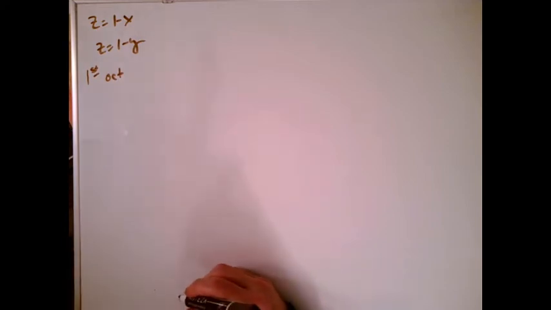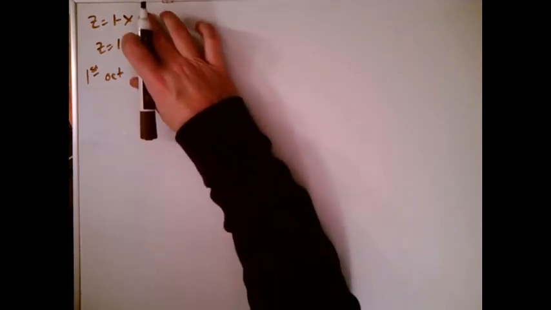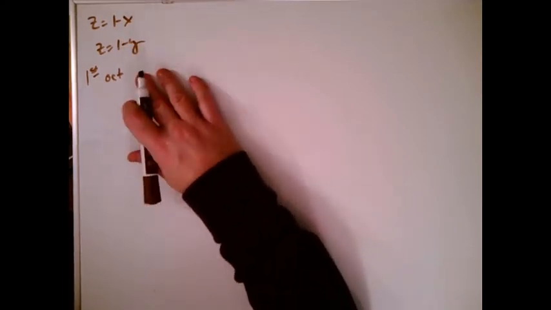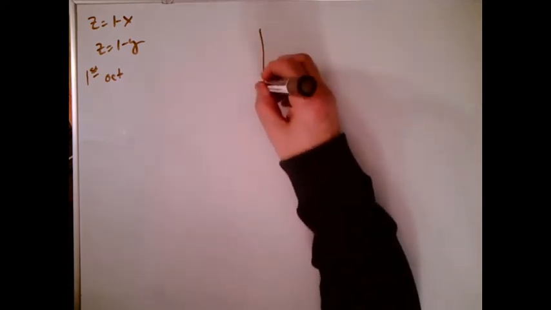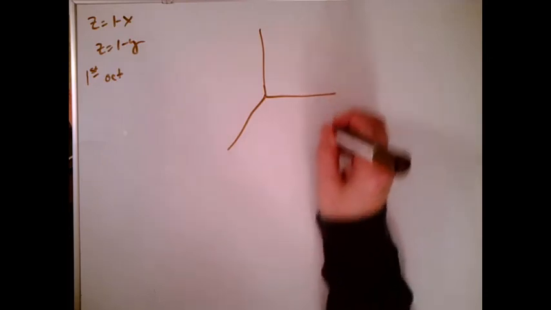What we're being asked to do here is to set up an integral that finds the volume that's bounded by z equals 1 minus x, z equals 1 minus y in the first octant. I'm going to make two sketches, a bad one and a good one. We're sitting in the first octant, so I'm going to draw that first.